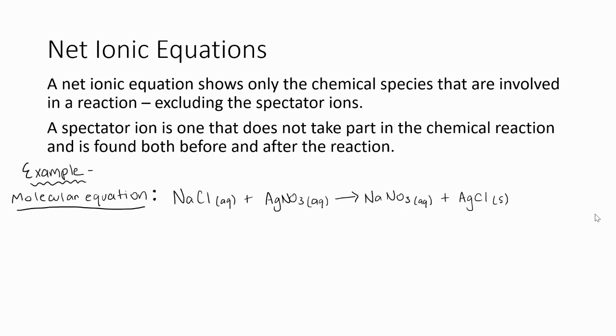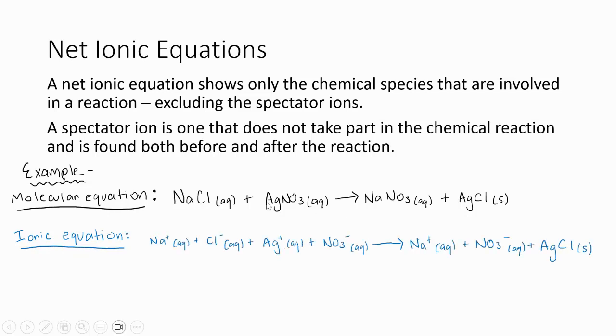Here is the molecular equation for the double displacement reaction between sodium chloride and silver nitrate. We can see that we have aqueous ions here, here, and here, and the silver chloride is the solid compound. So it is the only thing that we won't write as individual aqueous ions in the ionic equation. So let's write the ionic equation now.